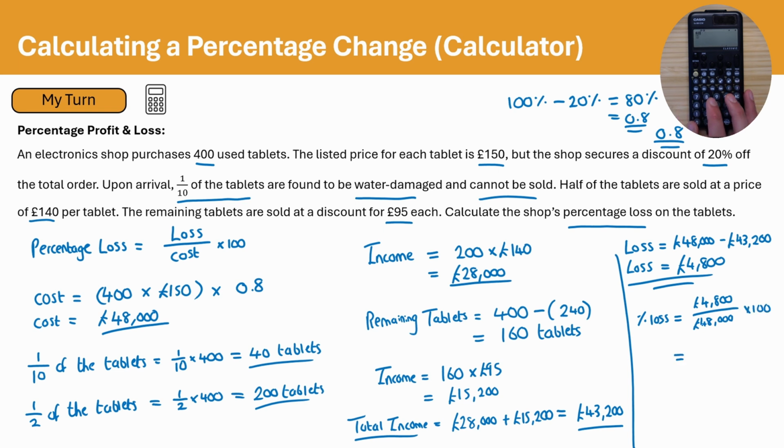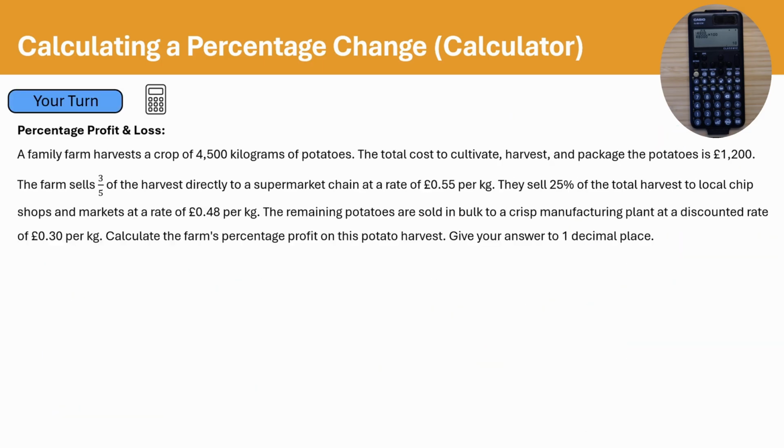So 4,800. You might be able to spot that this fraction is 1/10, and that's great if you can spot that. But we'll go ahead and type it in anyway, just to check. And it gives us this answer of 10%. So my final answer was a 10% loss. Pause the video and give this question a go, and we'll look at it together.